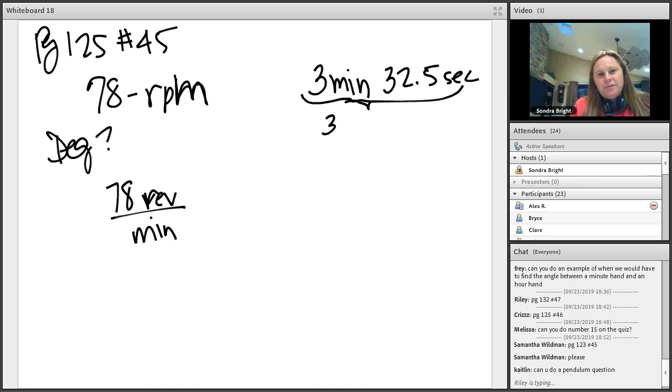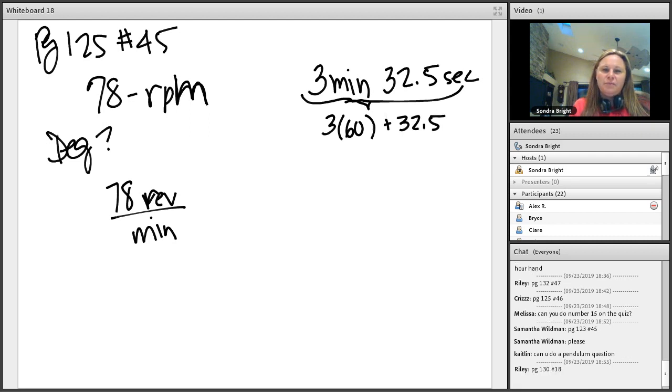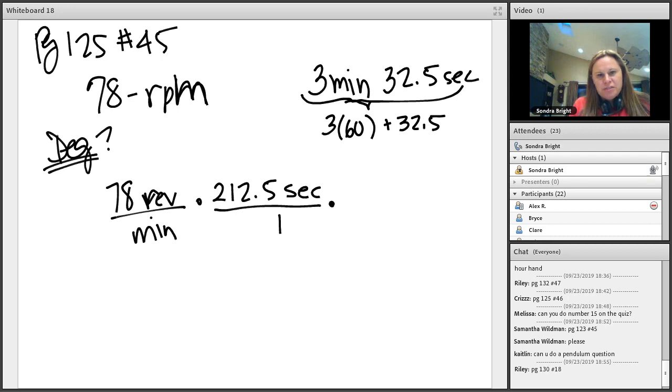So this would be 3 minutes times 60 seconds plus 32.5. So it's a total of 212.5 seconds, just to get it all to be the same unit. And then we want how many degrees. So you've got to change revolutions to degrees. So you've got rev on the bottom, degrees on top. That's 360 degrees in 1 revolution. So revs cancel, and then you need to convert the seconds and minutes.